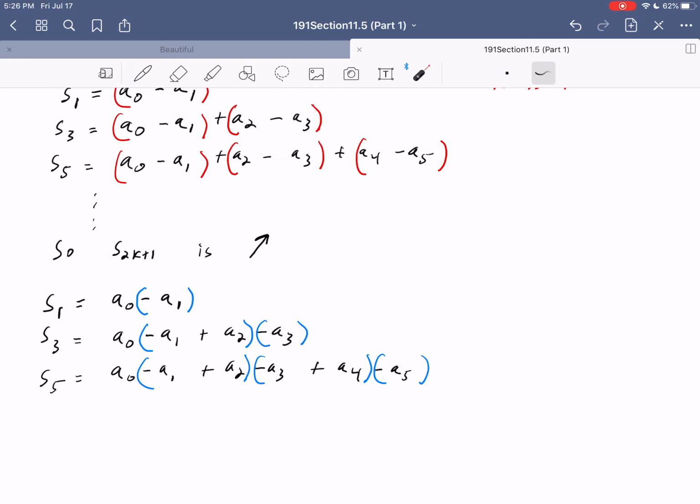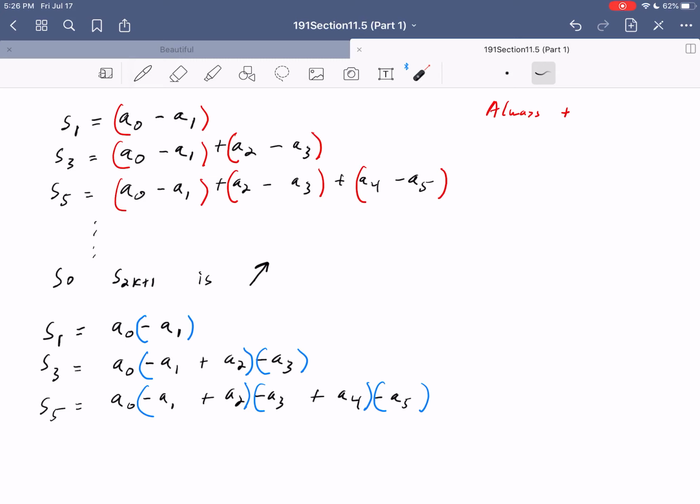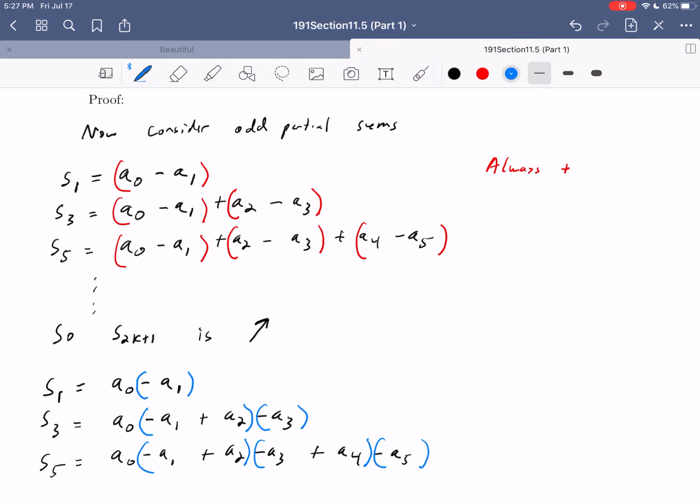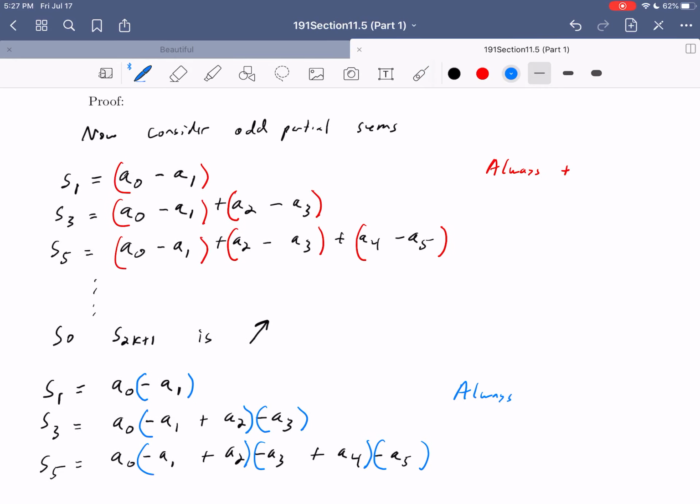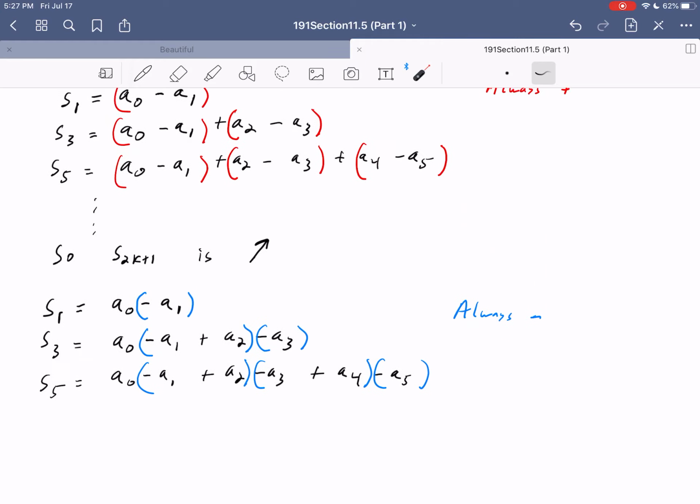Okay, so you should be able to see that everything in blue is always negative. This is certainly negative. A1 is bigger than A2, so this is negative. This is definitely negative. A3 is bigger than A4, so this is negative. And A5 is bigger than A6, so this is negative. Okay, so these are always negative. Now again, the fact that we're able to say that these were always positive, these were always negative, relies on the fact that A sub n is strictly decreasing. That's why that condition is so important.